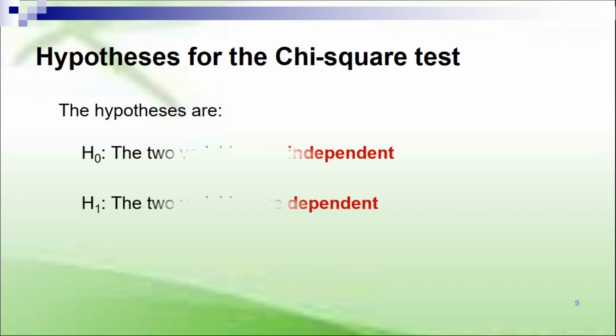Therefore, the hypotheses for the chi-square test, we always write H naught: the two variables are independent. There is no relationship between the two qualitative variables. H1: the two variables are dependent.